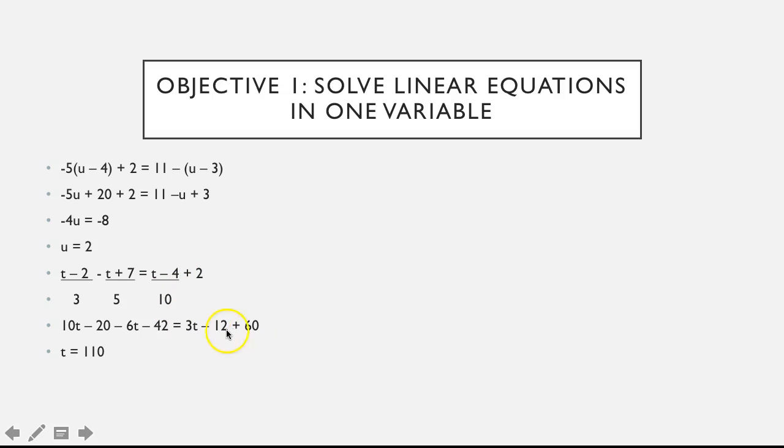is 60. Here again, you want to put your like terms together and then move your 3t over here and your constants over here, and that's how you get t equals 110.